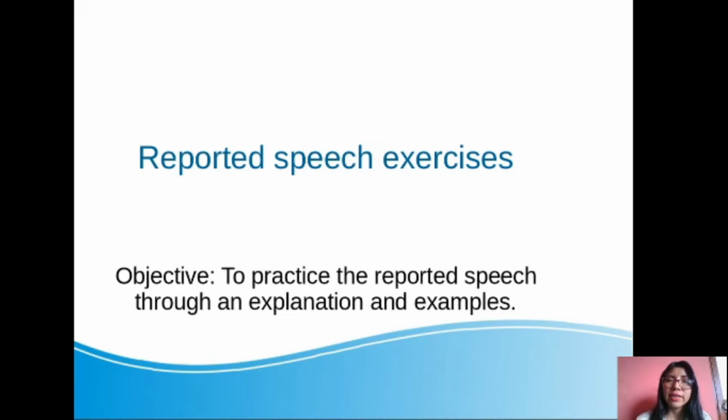That's right. For example, she says that she likes to dance. Okay, I am reporting what another person says. As I said before, today we are going to review reported speech exercise. And what is the objective for today? To practice the reported speech through an explanation and examples.